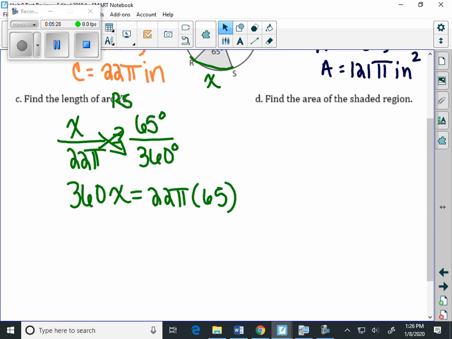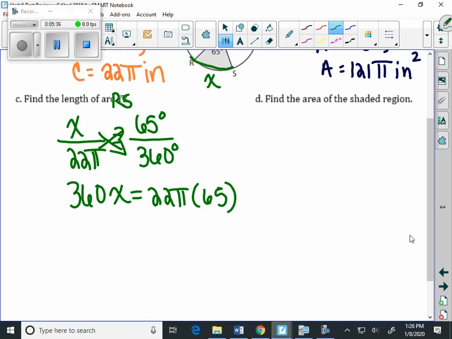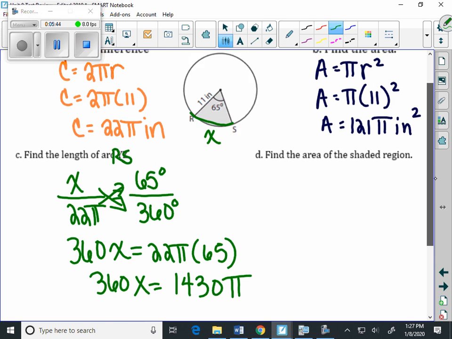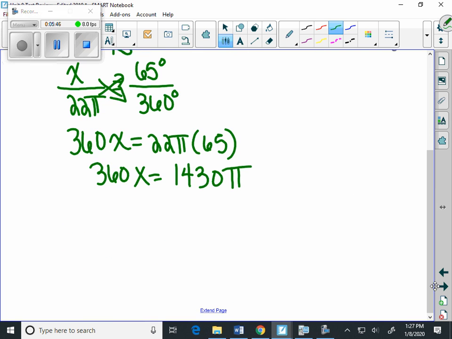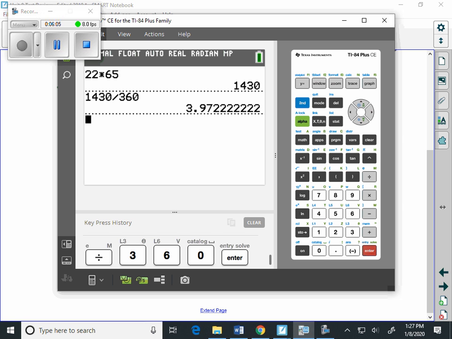So I have the calculator here. 22 times 65 is 1430. So we get 360x equals 1430 pi. And if I look up here at the directions, it says leave your answers in terms of pi. So I'm going to divide both sides by 360. And what we end up with here is we take 1430 divided by 360. Gives us that decimal there.